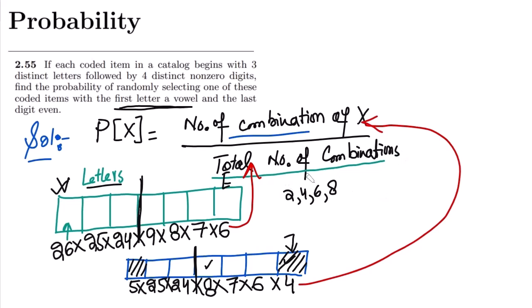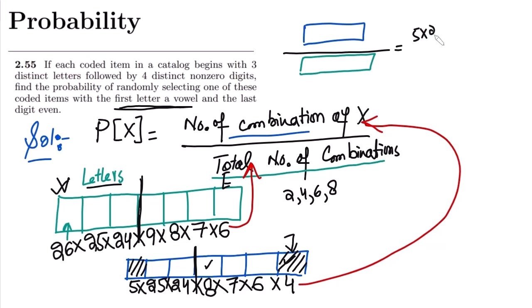Okay, so I can see here that these are the ratios. So I have to make a ratio of this blue with this green. Let me write them here. So here the blue ones are 5 into 25 into 24, and then 8 into 7 into 6 into 4.